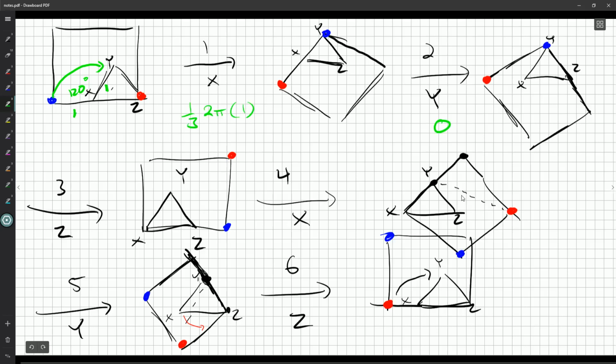And then what happens? E moves down here as this part moves up to join X. So E moves another 120 degrees. So that's another third. So 2 pi and 1. So another third of the circumference.